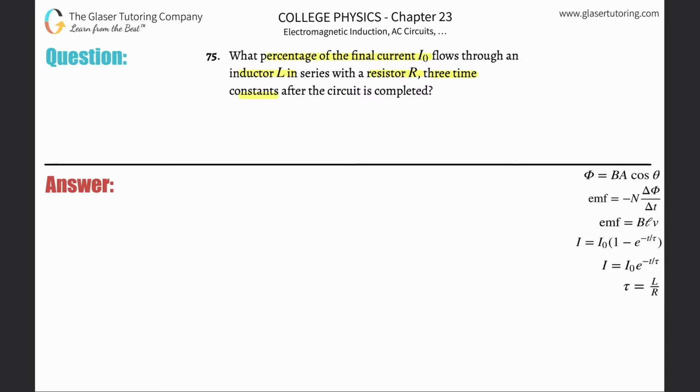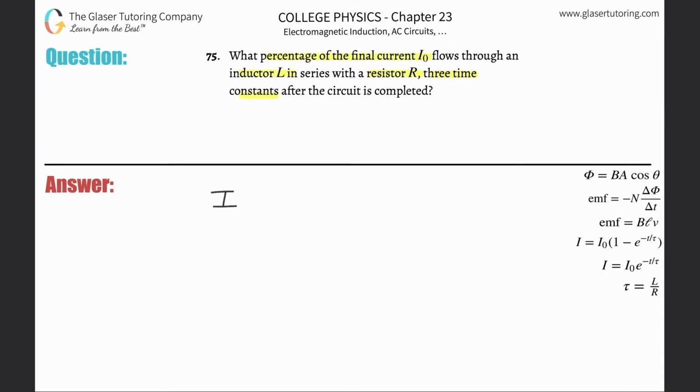What we will do here is assume that we're turning the circuit on, more or less. And in that particular case, we're going to use this formula. The reason I'm making that assumption is that it says, what percent of the final current I/O flows through an inductor after 3 time constants that are completed. So it sounds to me like it's starting off and we're going to turn it on.